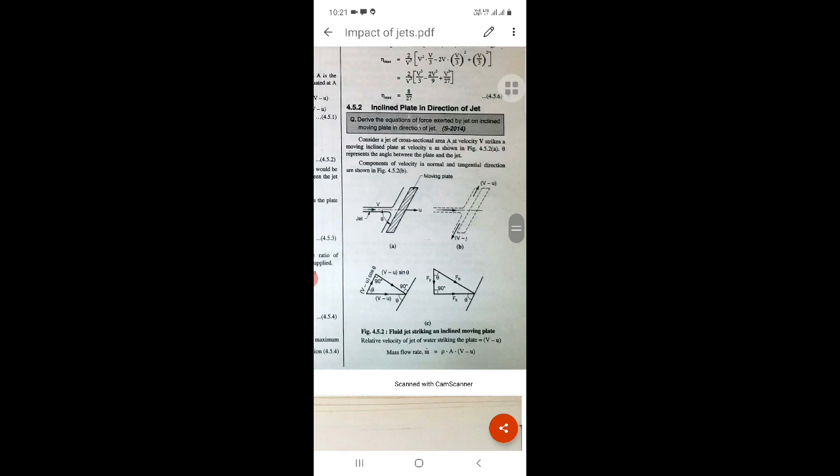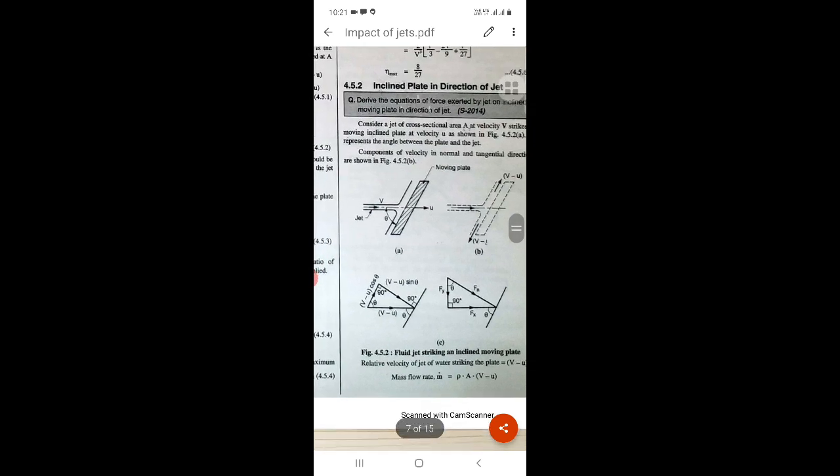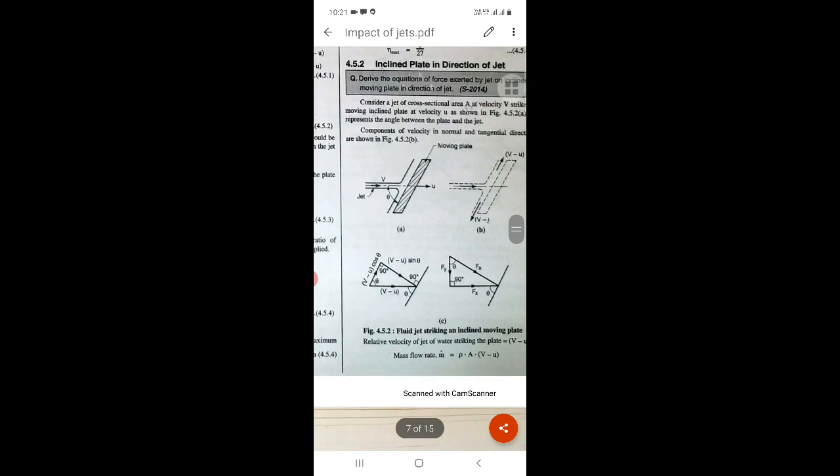Whenever water impacts the blade, it moves in the direction V minus U. So with the help of that, V minus U is the velocity relative to the moving inclined plate. So write down the next diagram, the analysis diagram.